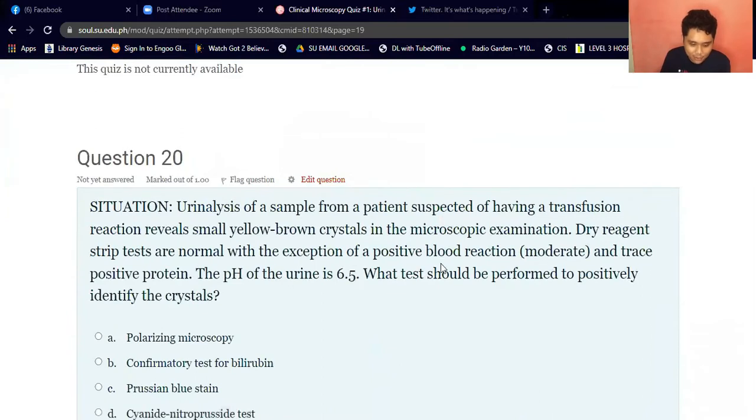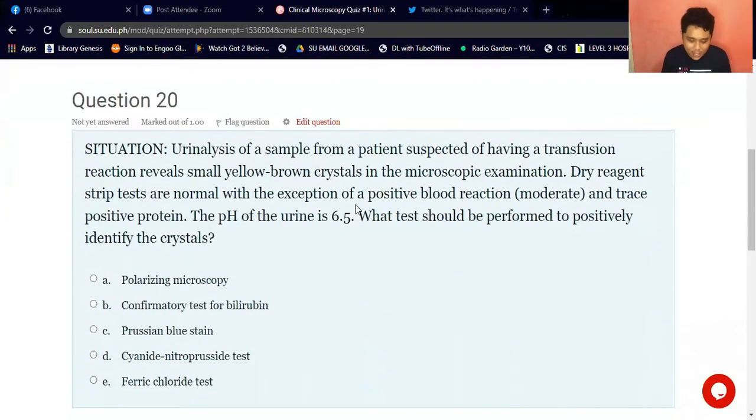For 20. Situation, urinalysis of a sample from a patient suspected of having a transfusion reaction. So kung transfusion reaction, maka-expect ka na naay, kung saan man, hemoglobin. There is hemolytic transfusion reaction, yes, there is intravascular hemolysis. Okay, so it will release hemoglobin.